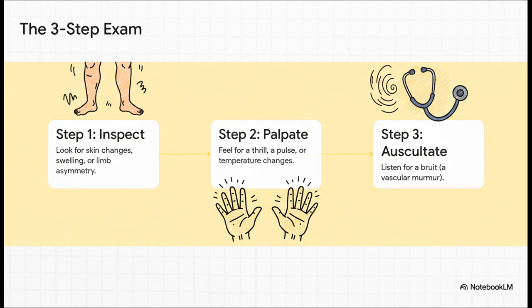First, just use your eyes. Look at it. Is one arm or leg bigger than the other? Then you palpate. Put your hands on it. Does it feel warmer than the surrounding skin? Can you feel a buzzing, like a little engine humming under your fingertips? We call that a thrill. And finally, you listen with your stethoscope. If you hear a whooshing sound, a bruit, that's a huge finding. A thrill and a bruit together are classic signs of a high-flow lesion. Lock those two away in your mind.